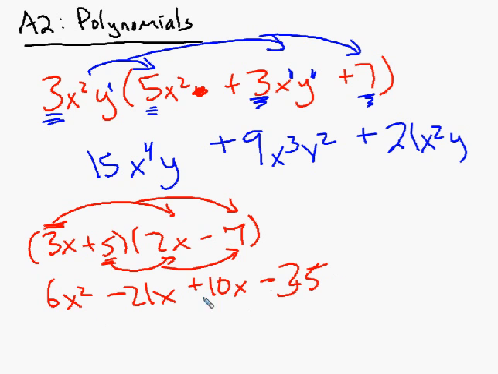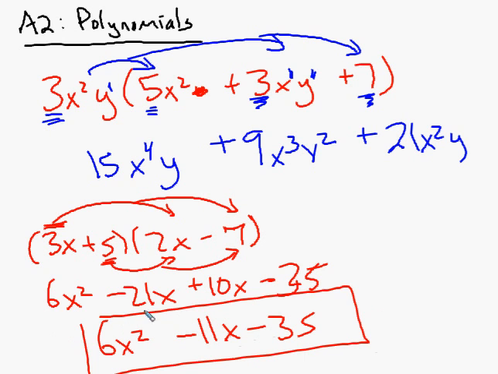And then I'm going to go ahead and combine my like terms. These are like, so I get 6x squared minus 11x minus 35. And that gives me my answer there for multiplying those.